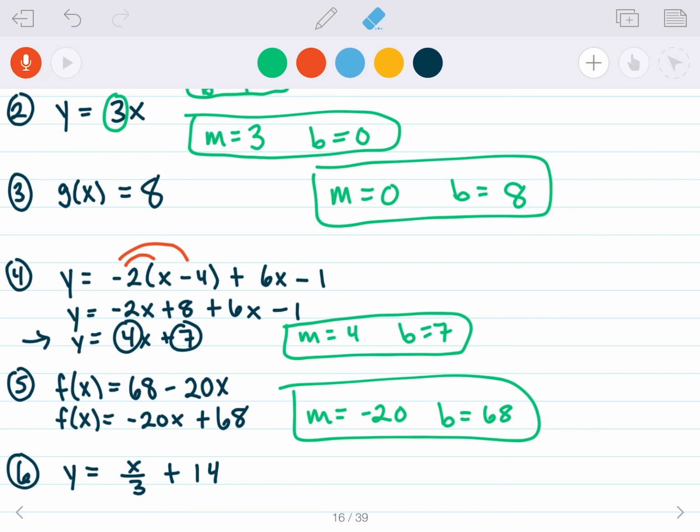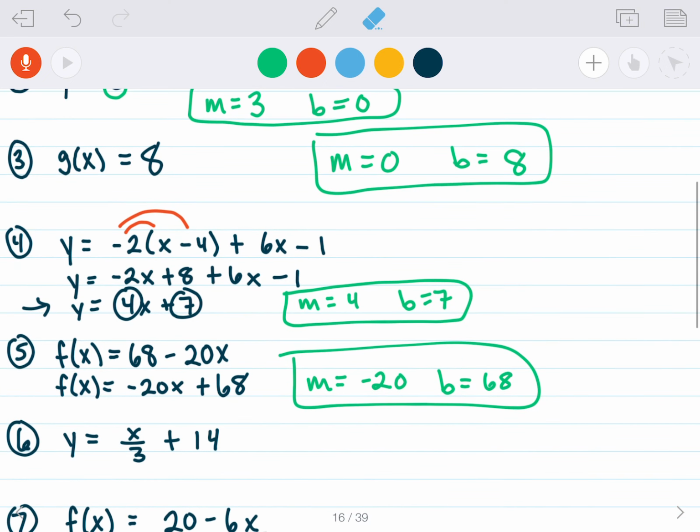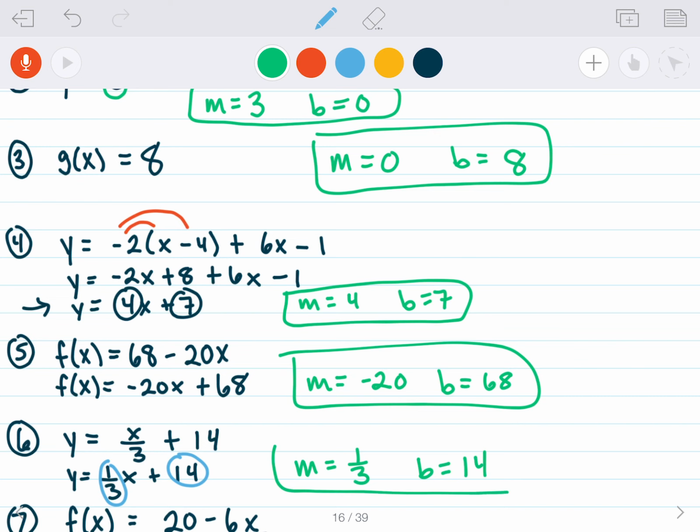All right, so here we have y equals x over 3 plus 14. Now we can rewrite this to make it look more familiar. If I rewrite this, this is y equals 1 over 3 times x plus 14, right? This is the same exact thing, it's just written a little bit differently. So now we can see the number multiplied by x is 1/3, and the constant number at the end is 14. Therefore, m is equal to 1/3, and b is equal to 14.